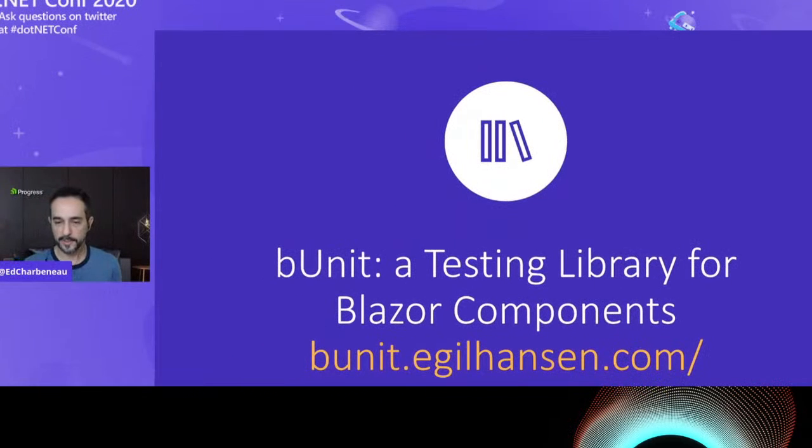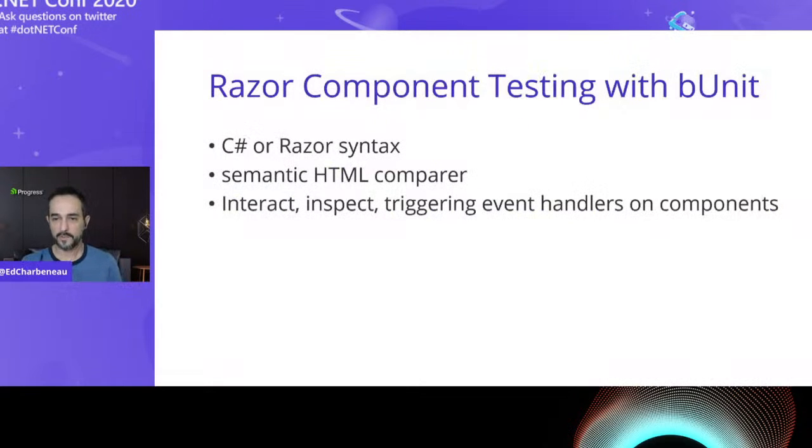We can carry that further into a Blazor application with the addition of a nice testing library called bUnit. So this is a Blazor component test library written by a gentleman named Egil Hansen, a Microsoft MVP. His information on Twitter you can find on the bottom of the slide there. And what makes bUnit unique is it's a Razor component testing library, and it lets us use either C# or Razor syntax to write our unit tests. And it has a semantic HTML comparison tool with it.